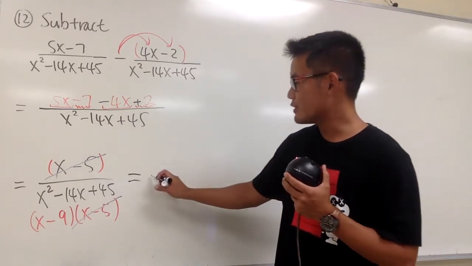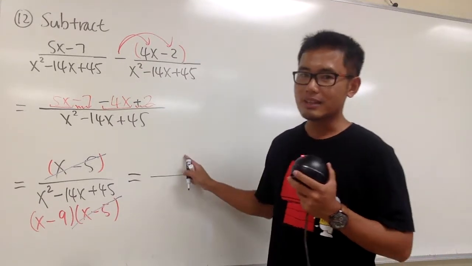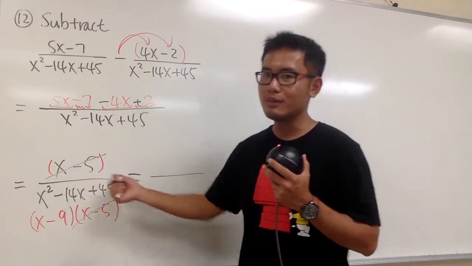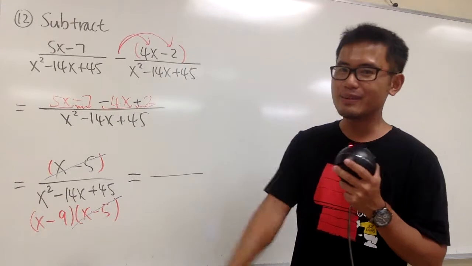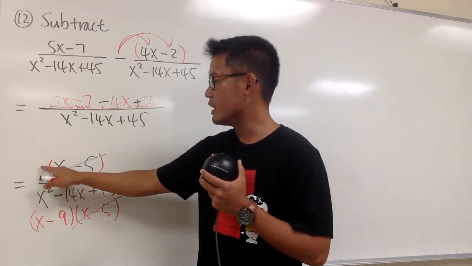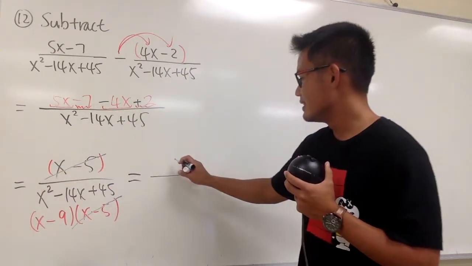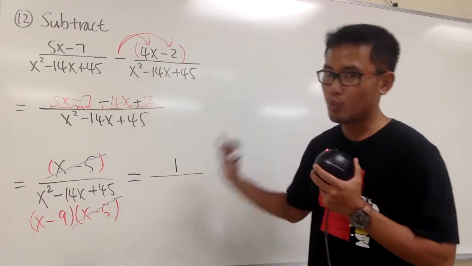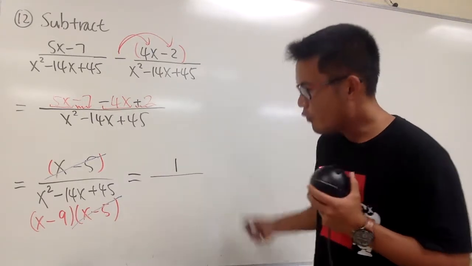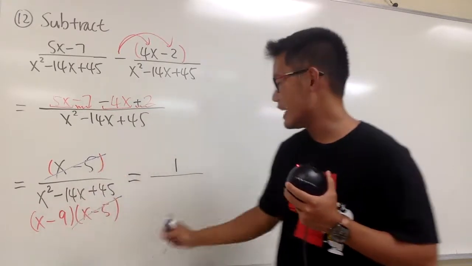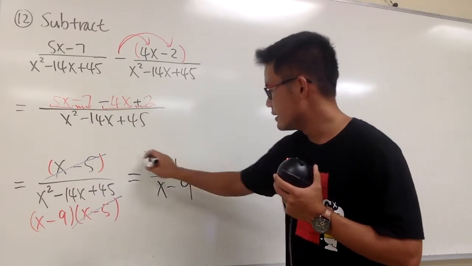And now the small question for you guys is, what's on the top when I cancel it out, everything already on the top? Right here, we have a 1, okay? Because right here, technically, there's a number 1. So be sure you do have to have that 1 right here. So the answer is going to be 1 over x minus 9, okay? This is it.